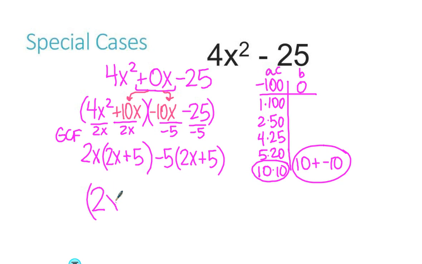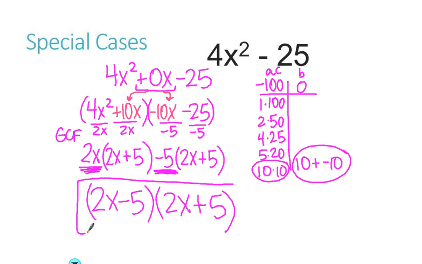So we take what's left over on the outsides. 2x and a negative 5 becomes one factor, and then one of our twins becomes the other factor: 2x plus 5. And that's it. So remember, not every single problem will be in standard form, though hopefully most of them will be. Second, not every single problem will have a GCF. We just have to check for those things.